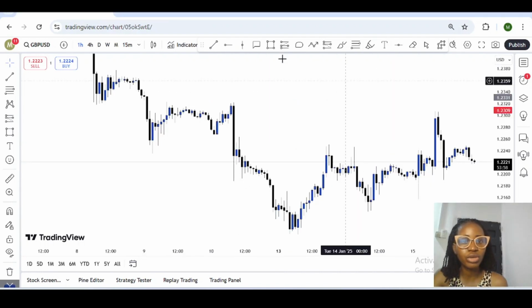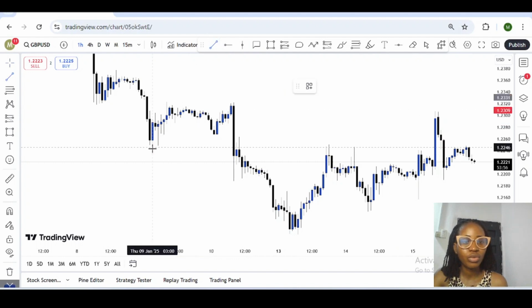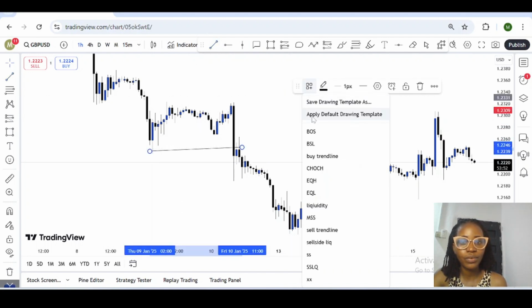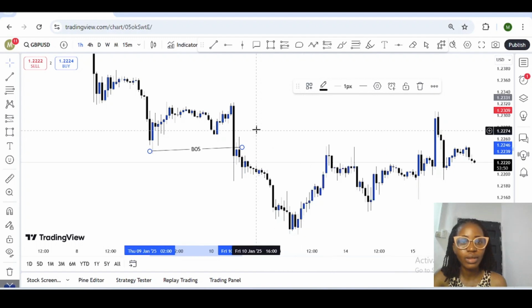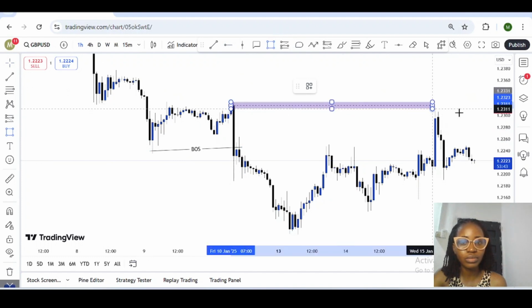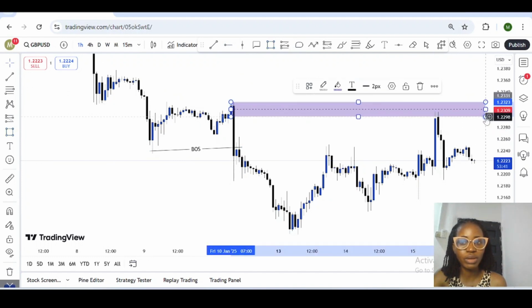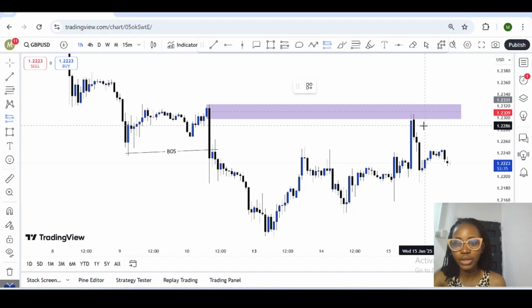Let's see how we can spot liquidity before picking an entry. We had a break of structure here, right? And this was the origin that caused this break of structure. Let me map this out. So this is going to be my point of interest here.